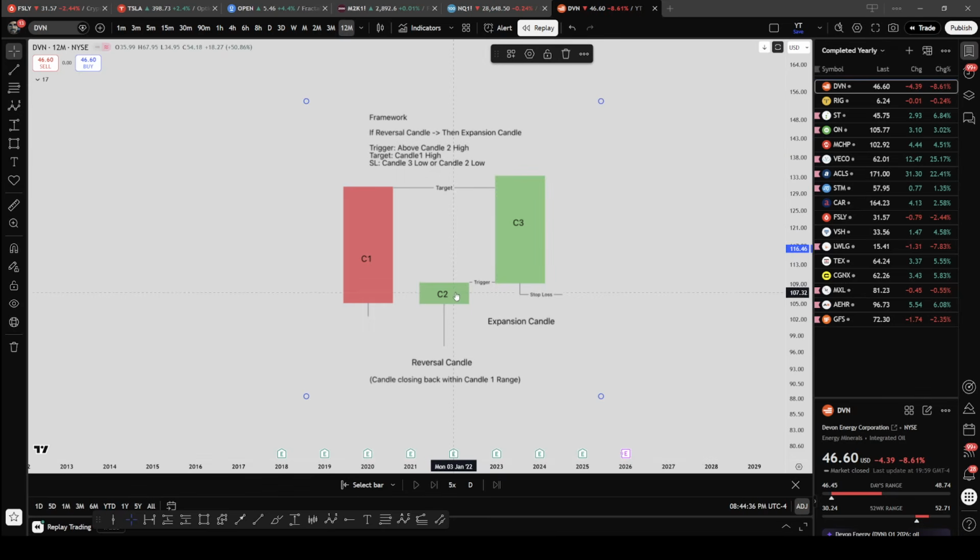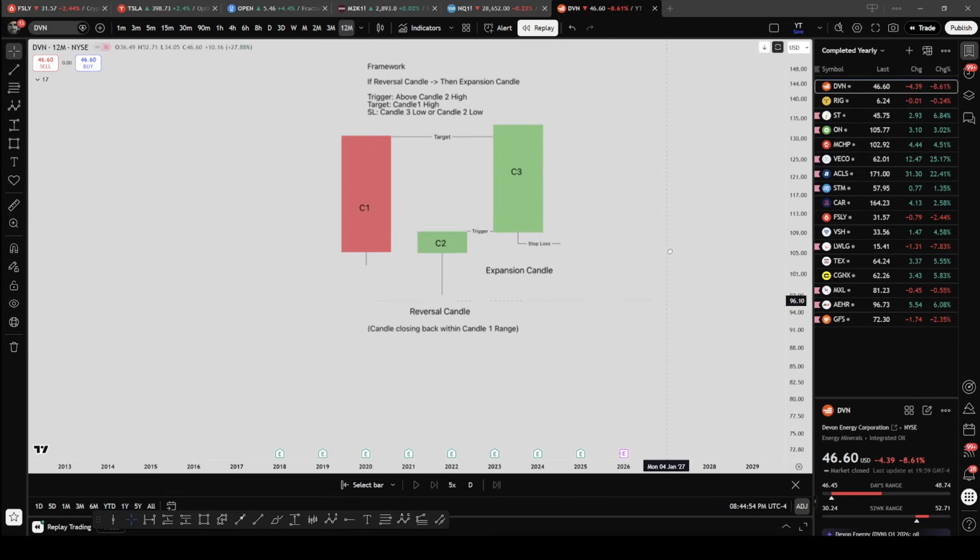So the trigger is we start taking the C2 high. Once we start taking it, you target C1's high. Put stop loss at candle 3's low. All right, I know I went through that pretty fast. You can replay it if you need to. Let's dive right into some examples.